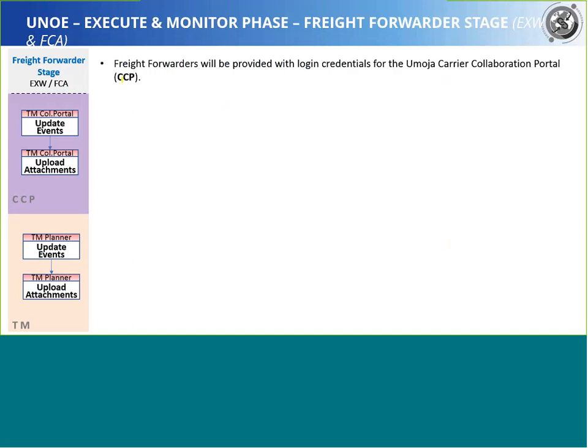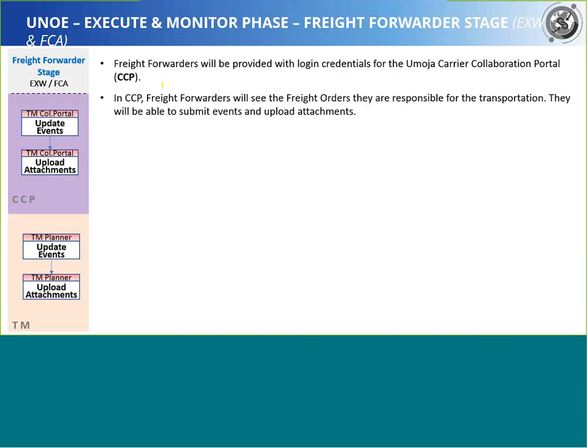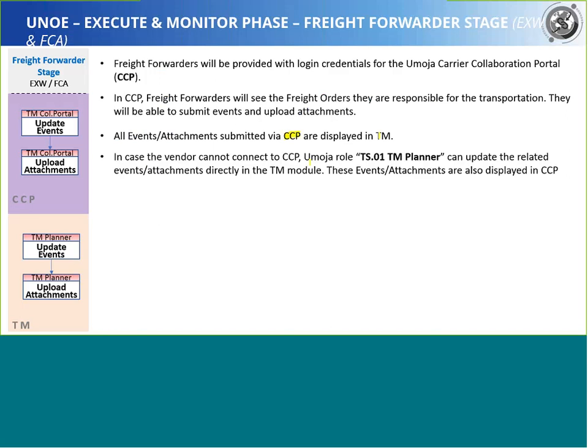There might be some specific events or attachments mandatory for freight forwarders. They will be granted access to CCP, and they will be able to submit events and attachments. As we said, everything that is in CCP is also displayed in TM, and the planner and the FO manager can also do it on behalf of the freight forwarders.